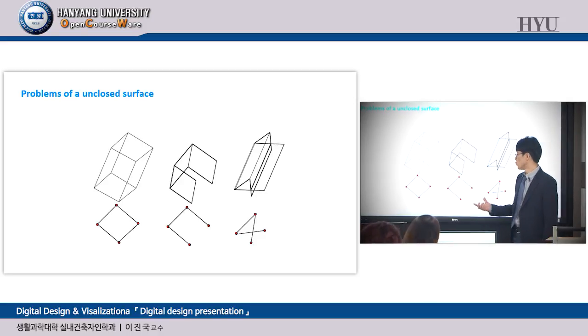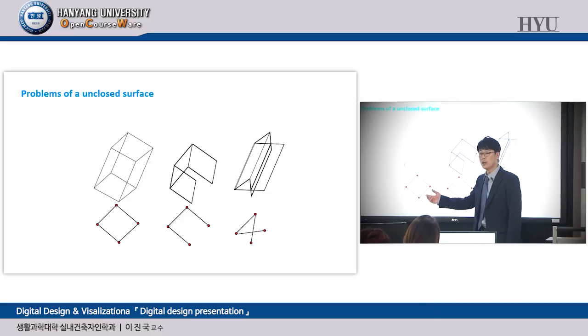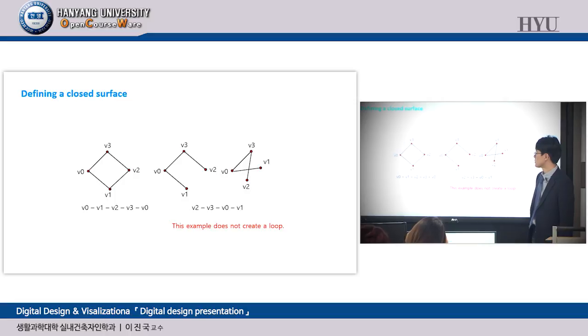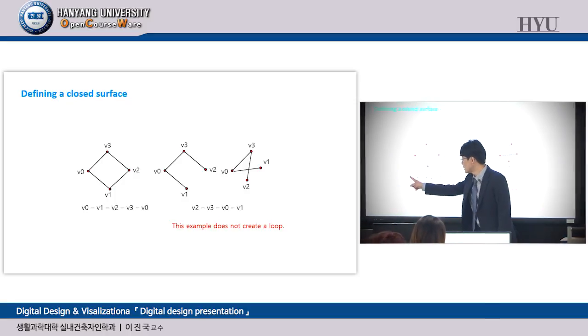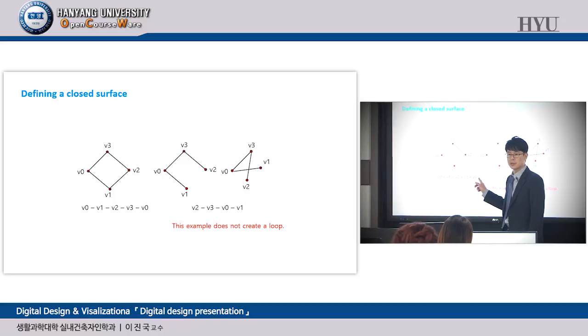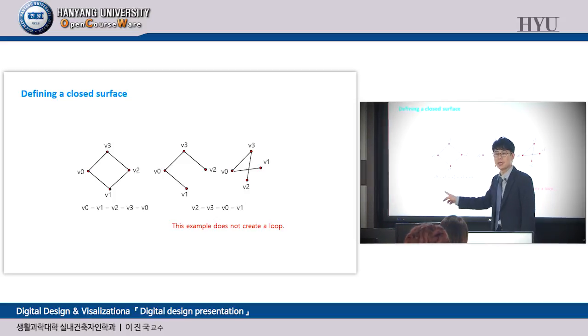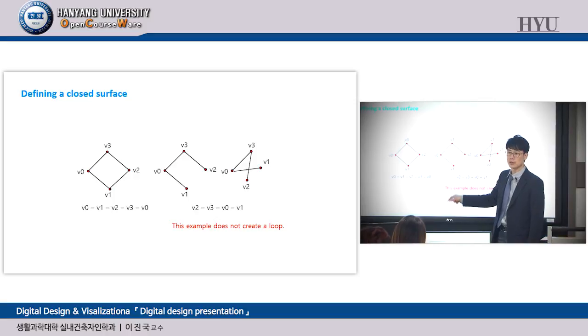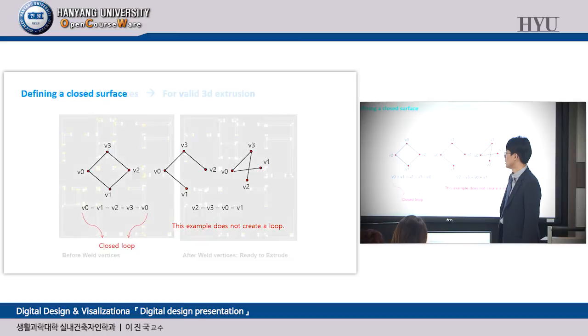So we need to define a well-defined section profile, an enclosed one. So the starting vertex and ending vertex are supposed to be exactly the same, and then we can make this topology enclosed, and then we can make valid 3D.